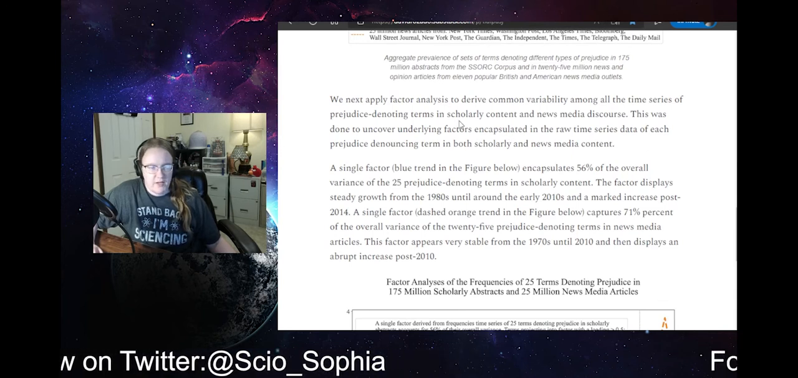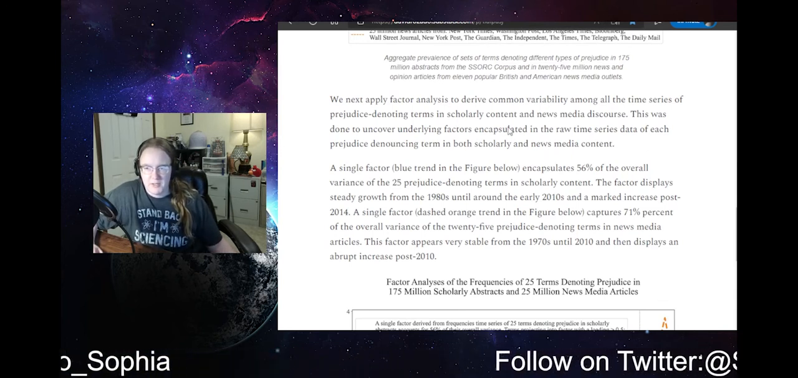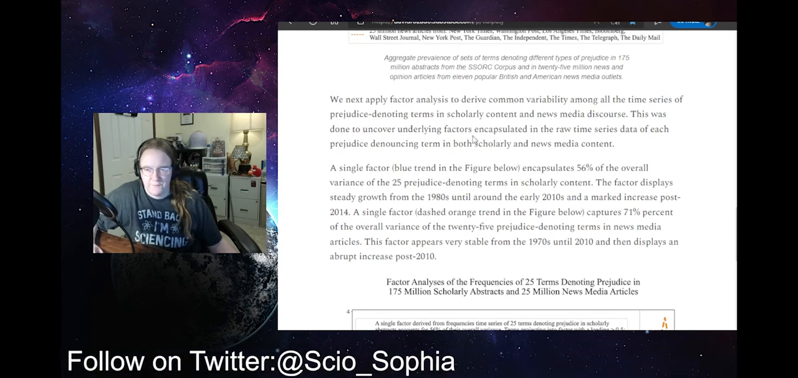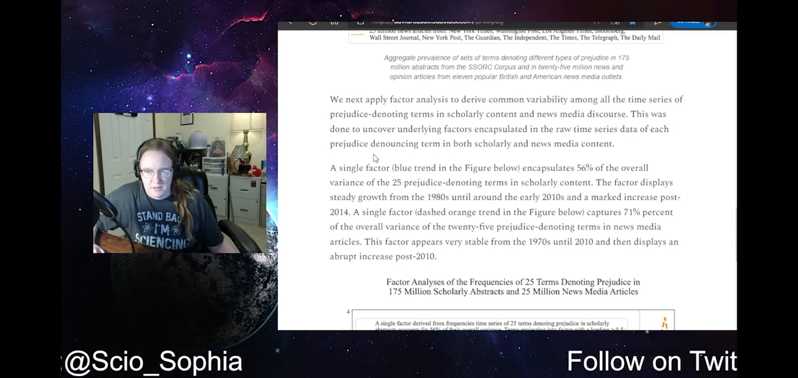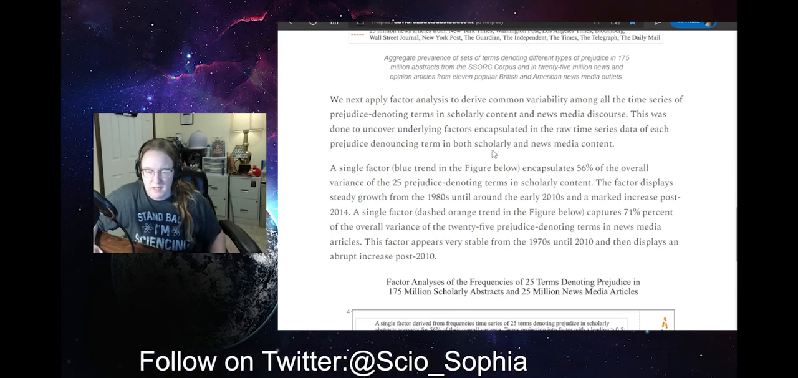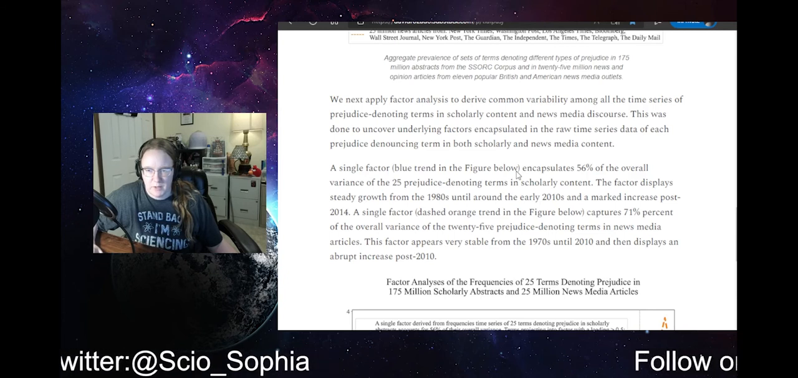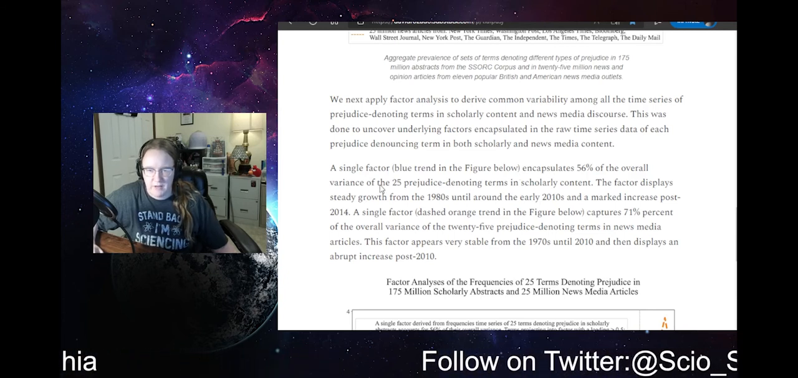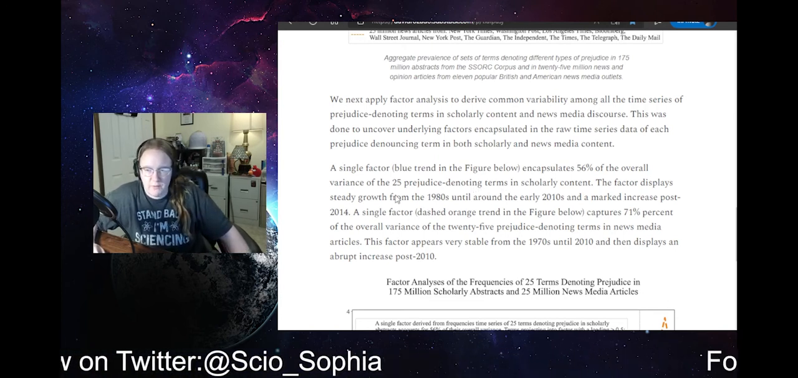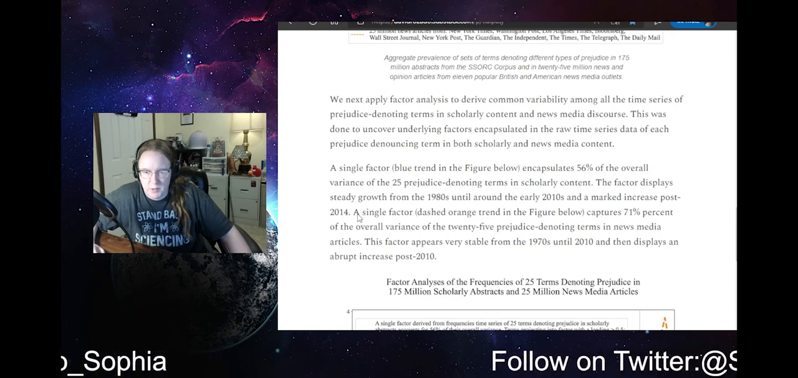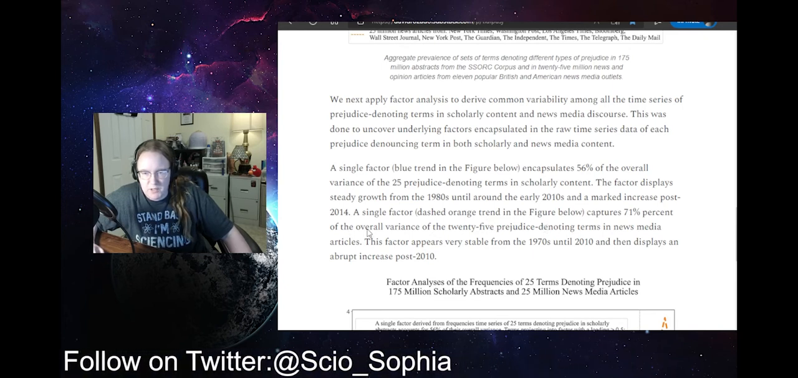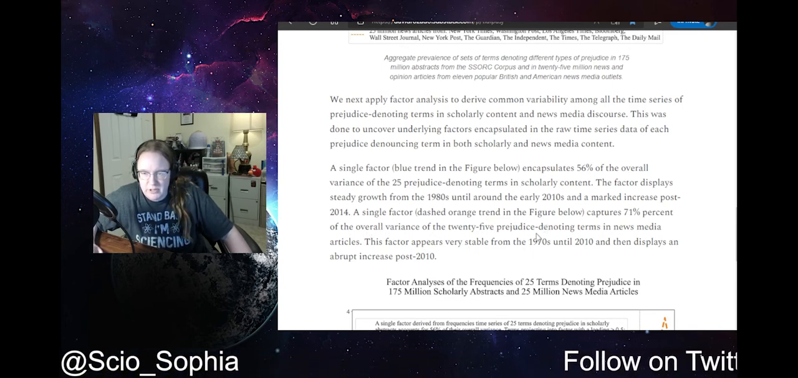Here. Let's see. We next apply factor analysis to derive common variability among all the time series of prejudice denoting terms in scholarly content and news media discourse. This was done to uncover underlying factors encapsulated in the raw time series data of each prejudice-denoting term in both scholarly and news media content. A single factor, blue trend line in the figure below, encapsulates 56% of overall variance of the 25 prejudice-denoting terms in scholarly content.